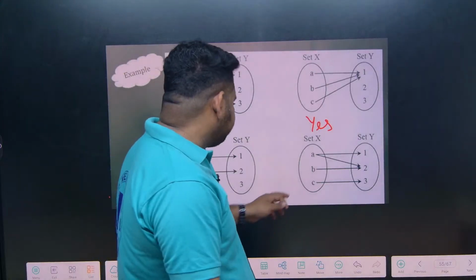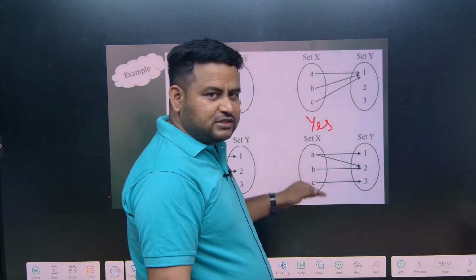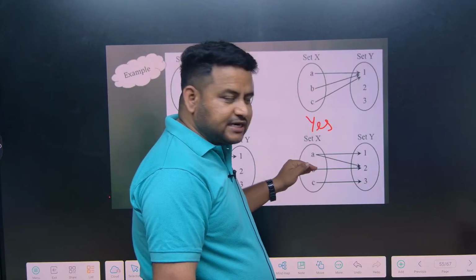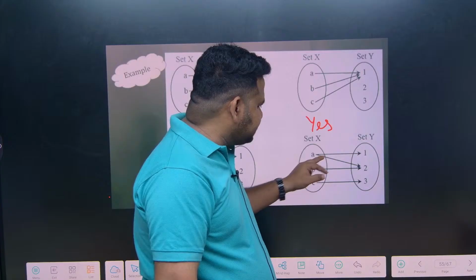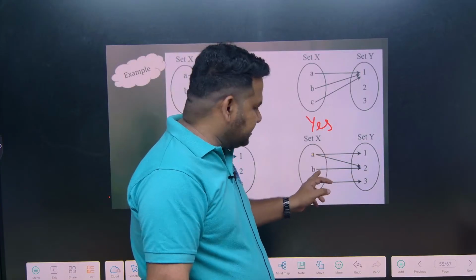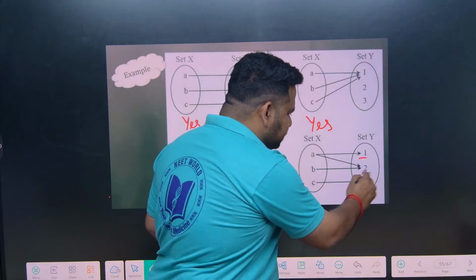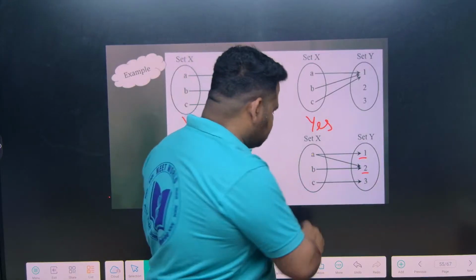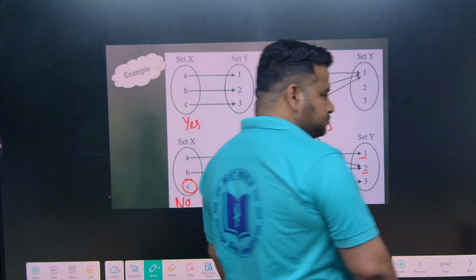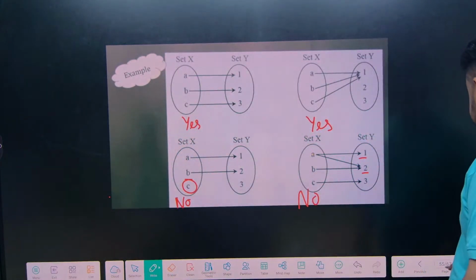Now see here. Look at this fourth example. Is it a function? Is every element in set A connected? Yes, it is connected. Now, is it connected uniquely? No. See, A is having 1 as the mother and A is also having 2 as the mother. It cannot be. So it is not unique. So it is not a function. Clear? Understood? With these examples, did you understand what a function is?